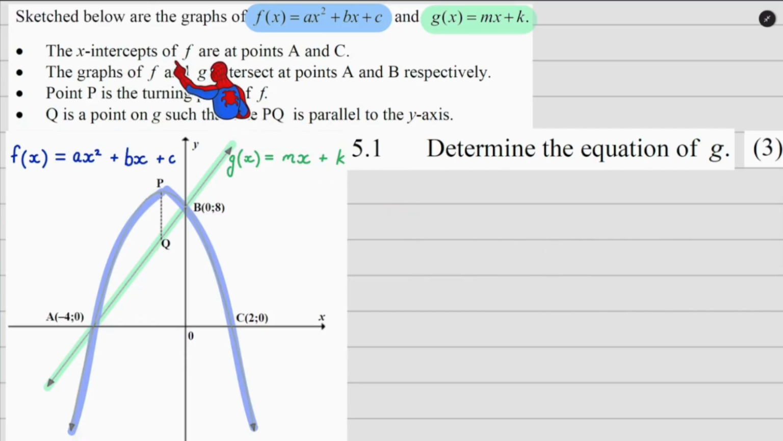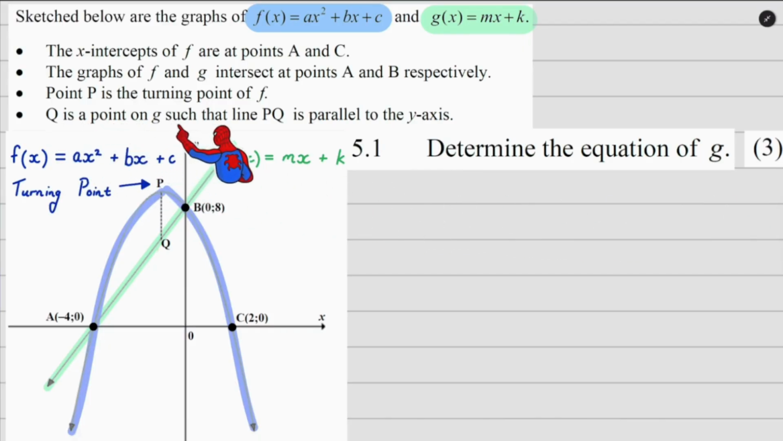Okay, x-intercepts of f are at points A and C. I like to put dots on those points. It just makes my brain see it a bit easier. And the two graphs intersect at points A and B. Intersect is a fancy way of saying where they touch each other. And P is the turning point, so that's quite important.